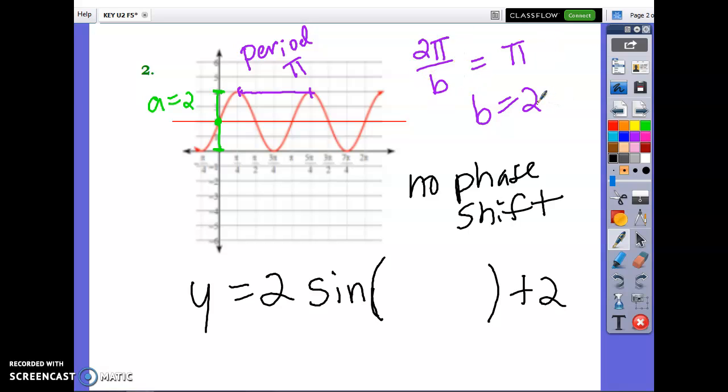So that means B has to be 2. So B is 2, and then we have no phase shift. So we're done with that one.